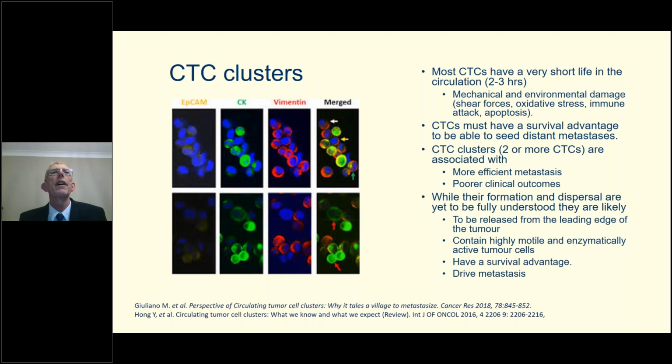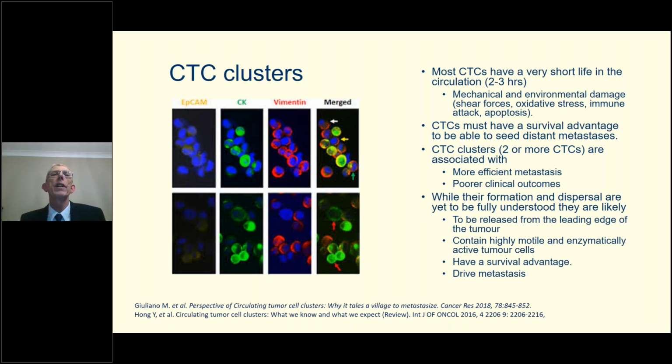So looking at clusters, the point that I want to make here is that most CTCs in the blood have a very, very short half-life. They don't last long, perhaps 2 to 3 hours. The circulatory system is quite a hostile environment for a CTC cell. They are subject to mechanical stress, environmental damage, shear forces, oxidative stress, immune attack, and potentially also apoptosis. And those CTC cells that are going to be able to drive metastasis must have some kind of survival advantage.